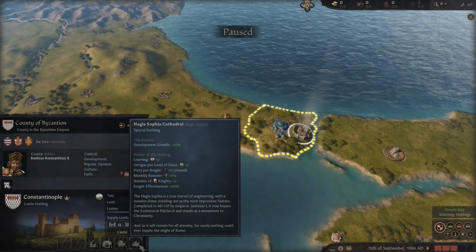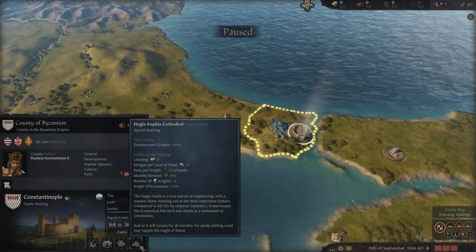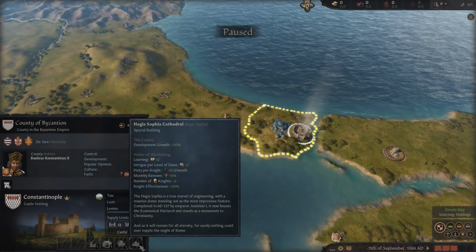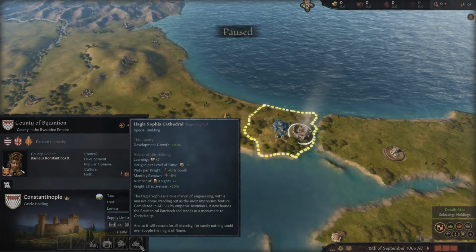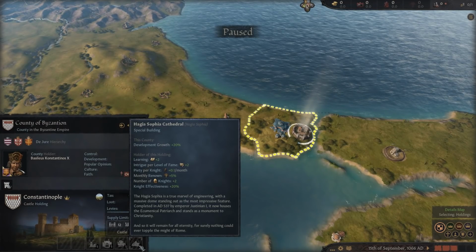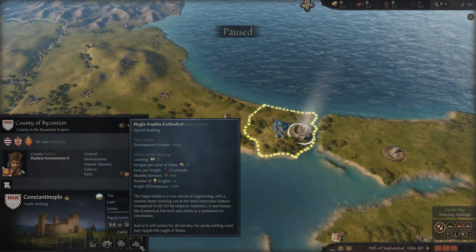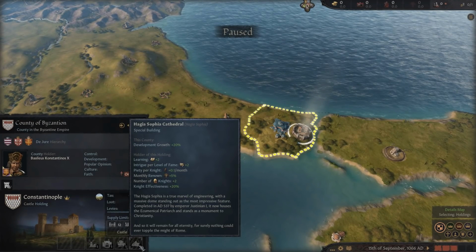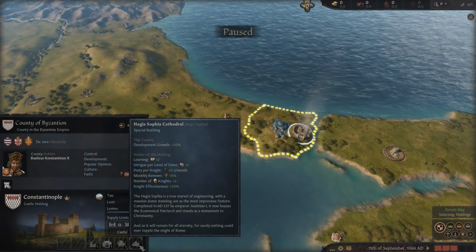So what does this give you? It gives you county-wide development growth plus 20%. Now realm-wise, a learning of +2, intrigue per level of fame +2, piety per knight plus 0.1 per month, monthly renown plus 5%, number of knights +2, and knight effectiveness of plus 20%. So it's pretty powerful.